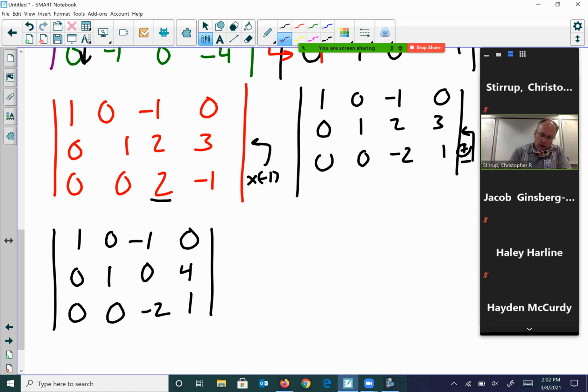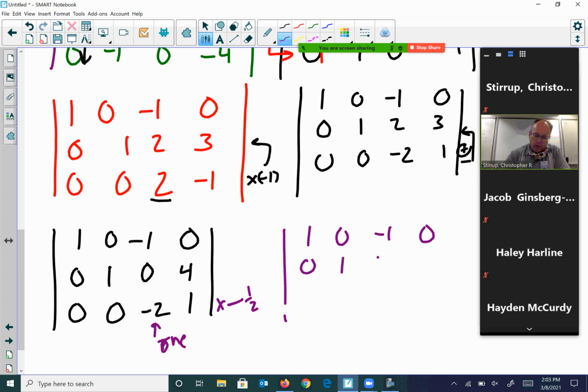From there, we now want to convert this to be a 1. So I'm going to multiply this whole row by negative 1 half. Top row stays the same. Middle row turns into this. Bottom row turns into 0, 0. Negative half of negative 2 is positive 1. Negative half of 1 is negative 1.